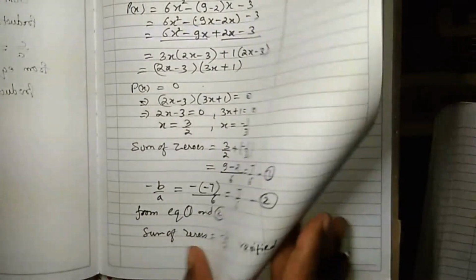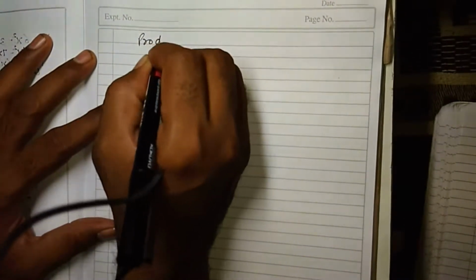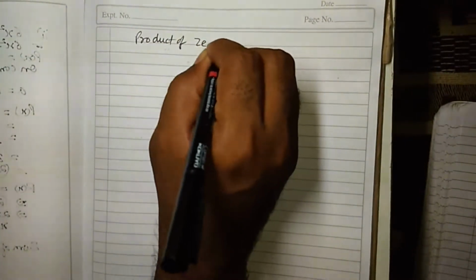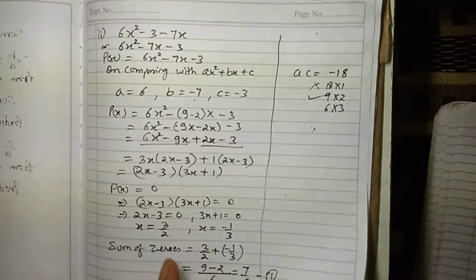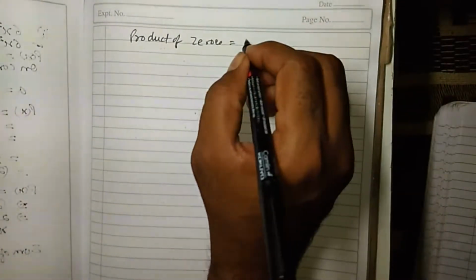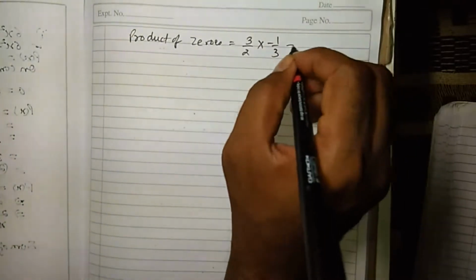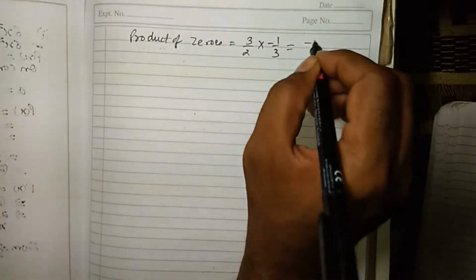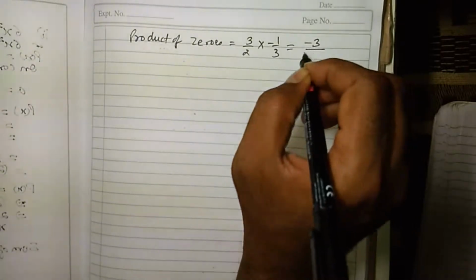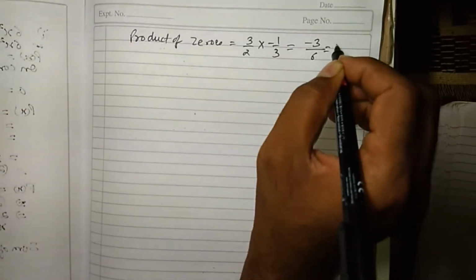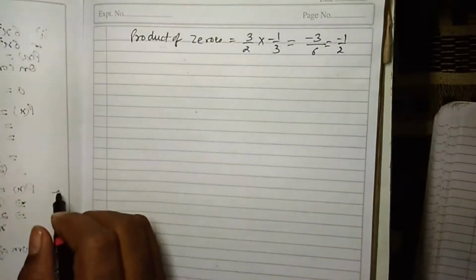Similarly, you have to verify the product of zeros. So what is the product of zeros? Zeros equal to, what were the zeros? You can see the zeros were 3 by 2 and minus 1 by 3. 3 by 2 into minus 1 by 3. So what you will get, 3 into minus 1 is actually minus 3, and upon 6, or you can further write it as minus 1 upon 2.